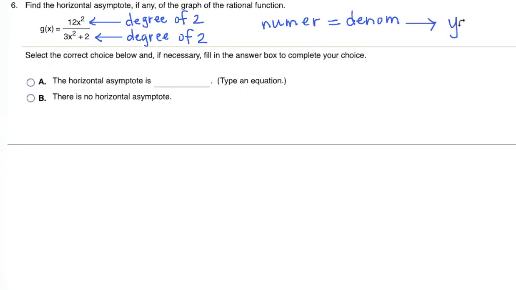Because it's a horizontal line, it begins y equals, and you make a fraction out of the leading coefficients, the coefficients on those terms with the highest power. I have 12 as the leading coefficient of my numerator. The denominator has a leading coefficient of 3, and I certainly can reduce that to be y equals 4. So that would be my answer. Okay, but you can see how it all comes down to knowing your rules.